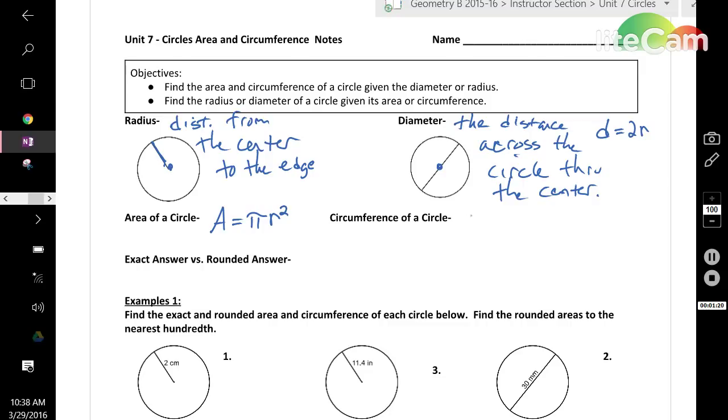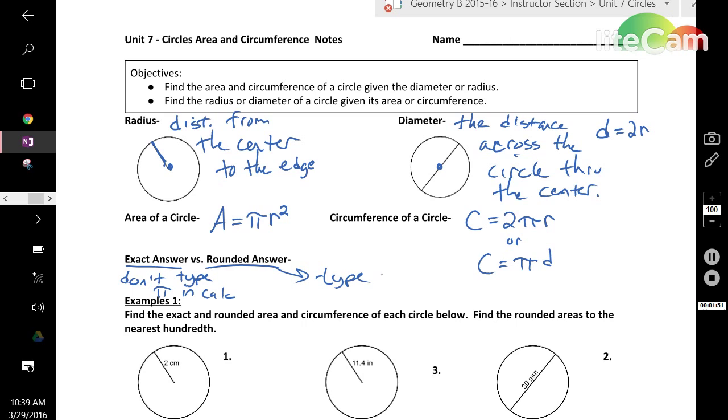And the circumference formula, there are 2 of them. C, circumference, equals 2 times pi times r. Or C equals pi times d. So that's pi times diameter, or 2 pi times radius. Now, exact versus rounded answer. Exact, you're not going to type pi in the calculator. So don't type pi in calc. We'll write down pi. And then a rounded answer, type pi in the calculator.